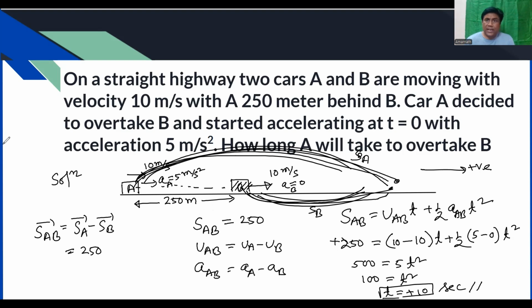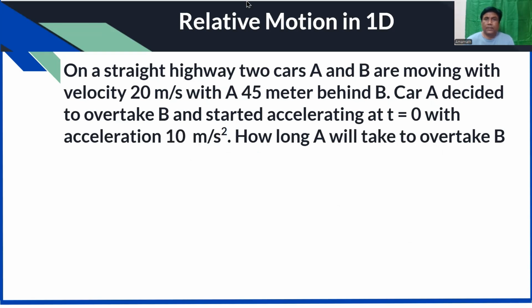So please try to solve one more question I'll give you. This question is for you. On a straight highway, two cars A and B are moving with velocity 20 meter per second, with A 45 meter behind B. Car A decided to overtake B and started accelerating at t equal to 0 with acceleration 10 meter per second square. How long will A take to overtake B?